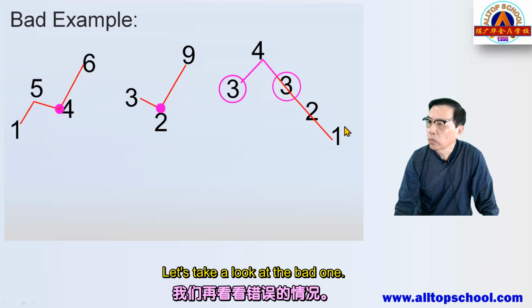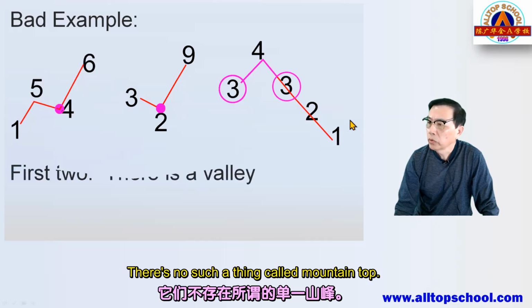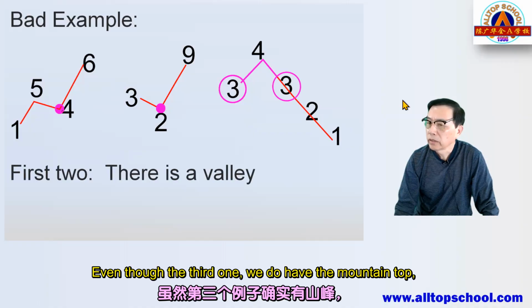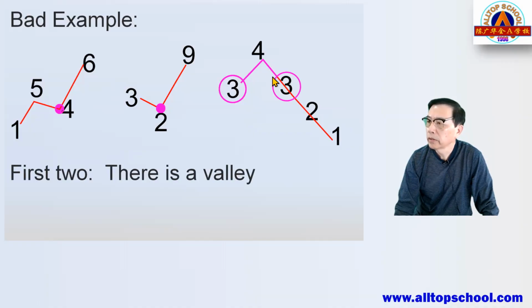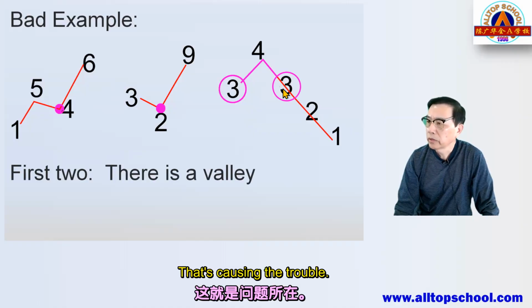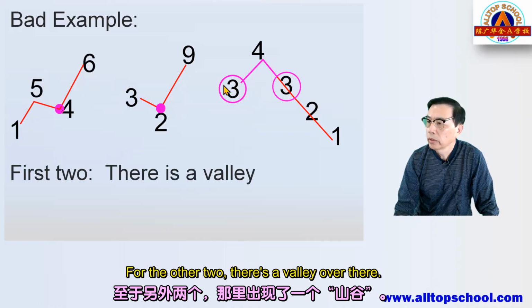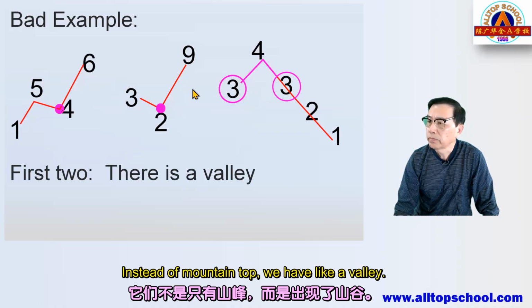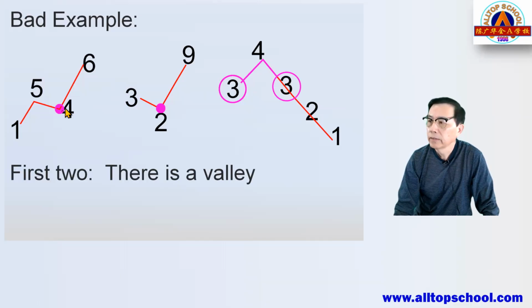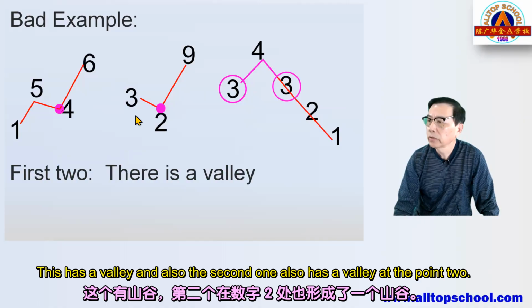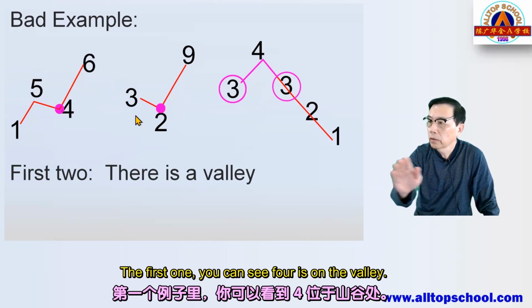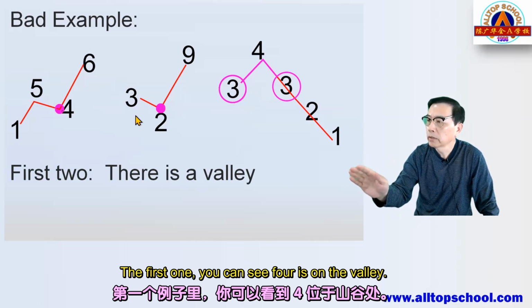Let's take a look at the bad ones. There's no such thing as a mountain top. Even though the third one does have a mountain top, there's a repetition of 3, that's causing the trouble. For the other 2, there's a valley over there. Instead of a mountain top, we have a valley. The second one also has a valley at the point 2. The first one, you can see 4 is on the valley.